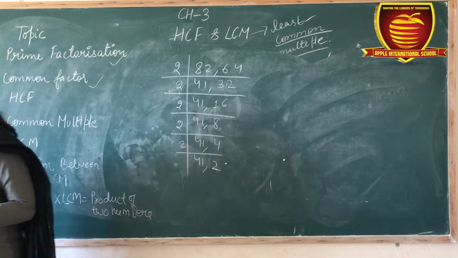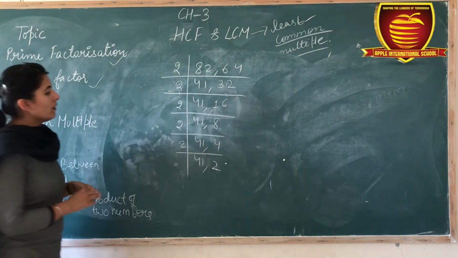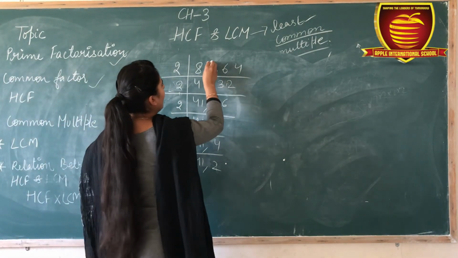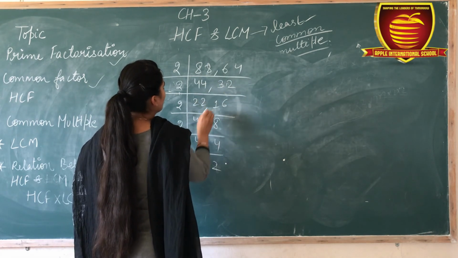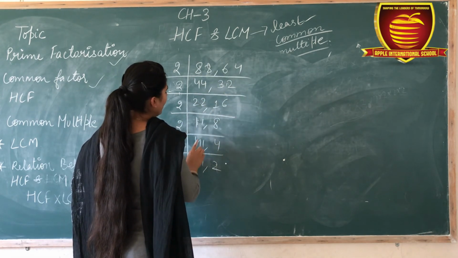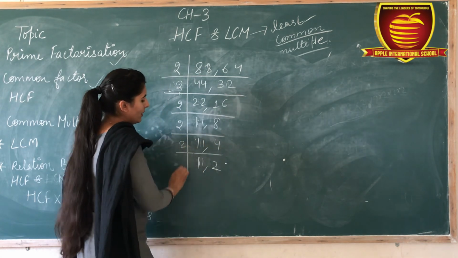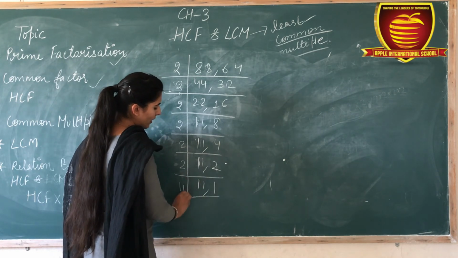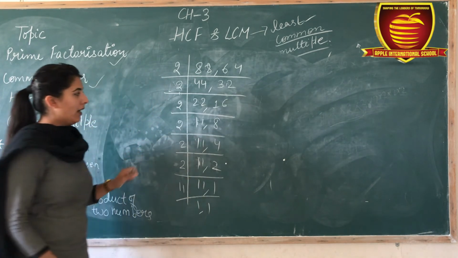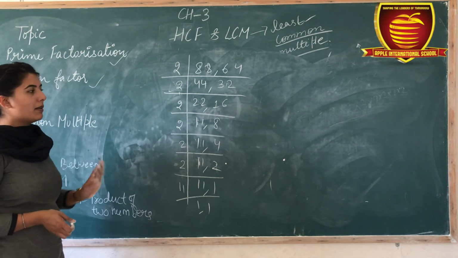Let us check. Here is 88, then 44, 22, 11, 11, and the last one is 11. So these are the LCM, meaning common multiples.